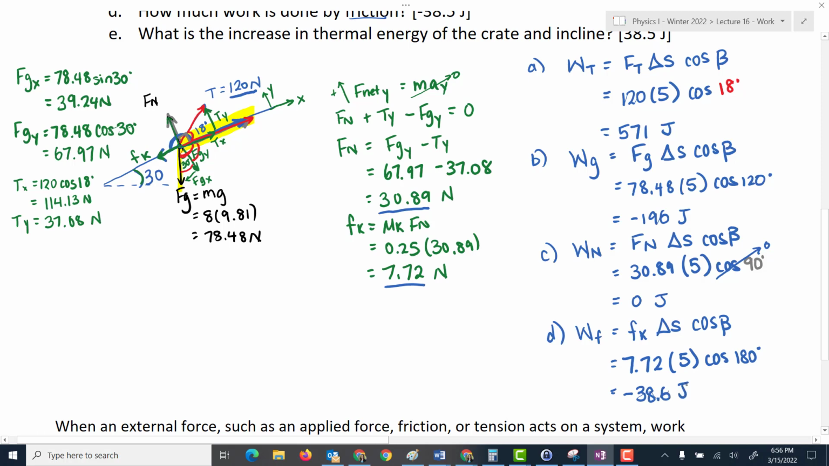joules. And that makes sense because friction is not helping it move up the ramp. Friction is opposing the motion, so friction's slowing it down. That's why the work done by friction will always be a negative number.